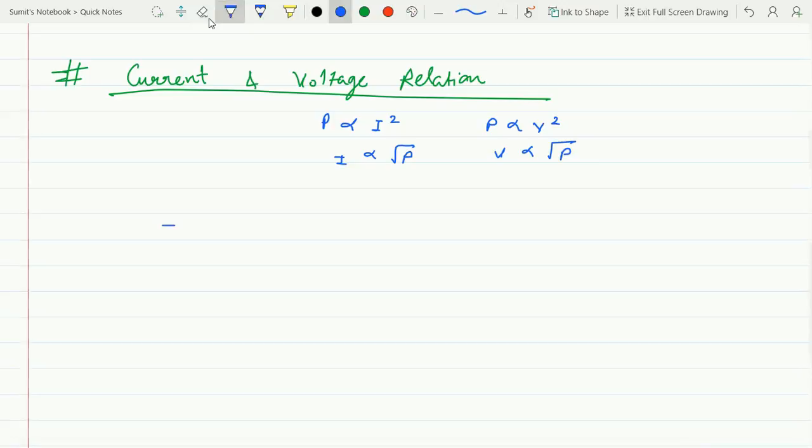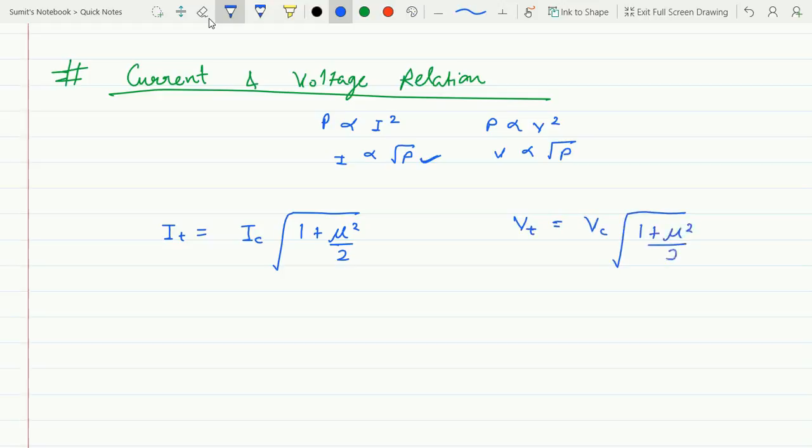So the total current, that is IT, you can simply say would be IC times root of 1 plus mu square by 2, because I is directly proportional to root of power. Similarly, you can say the total voltage would be VC times root of 1 plus mu square by 2.